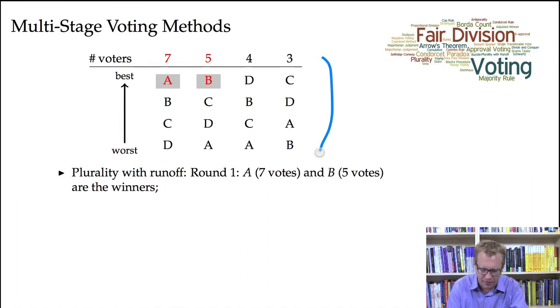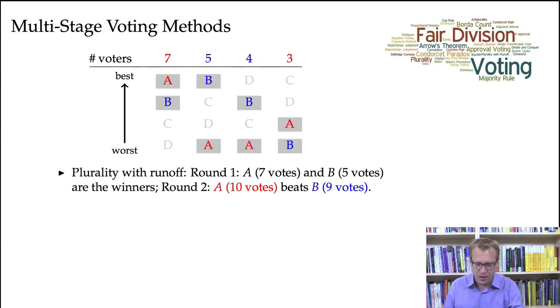Now it's different data than what we had before. So 12, 16, 19 voters altogether, and we have 4 candidates. So in plurality with runoff, you note right away that candidates A and B receive the most first place votes. So in plurality with runoff, they are the winners of the first round, so they move on to the second round.